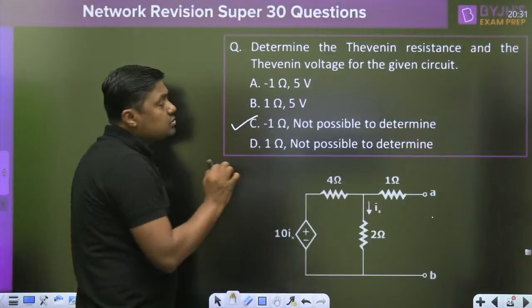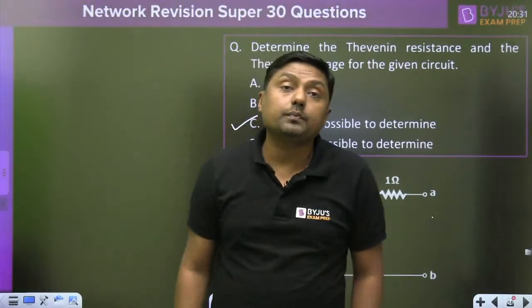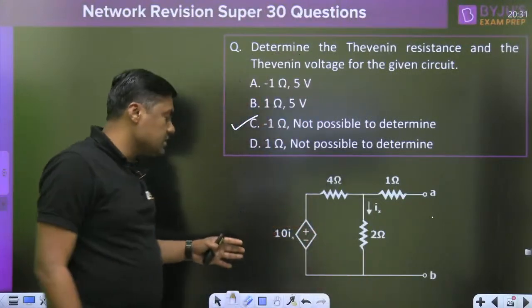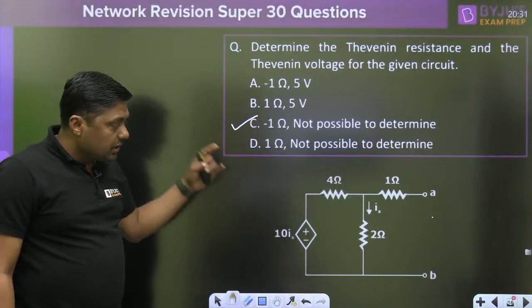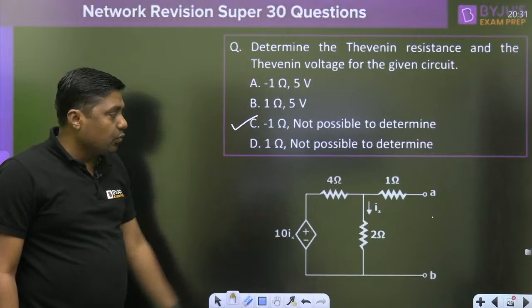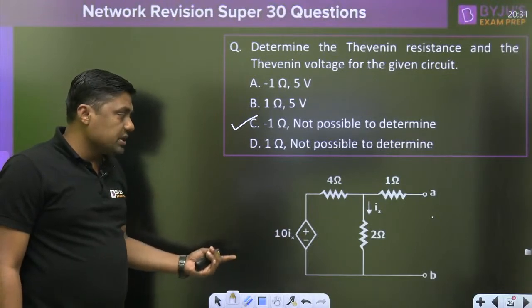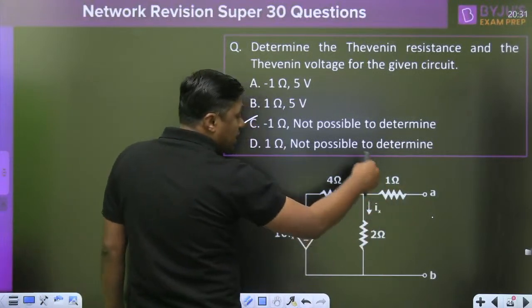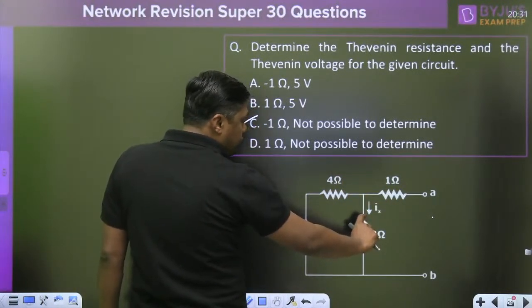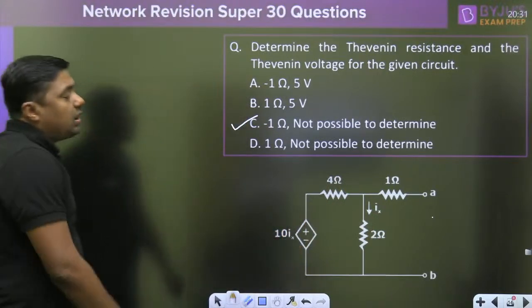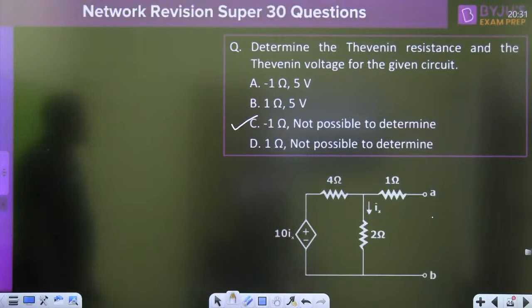Without a source, it is not possible to determine VTH, right? Because there are no independent sources, only 10Ix is given. That is the open circuit voltage. If you want to calculate the open circuit voltage, it is not possible. Otherwise, you can let the voltage across this be VOC, then write the KVL, but we have no idea about Ix because there are no independent sources. So C is the option.